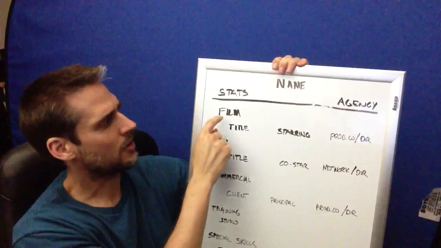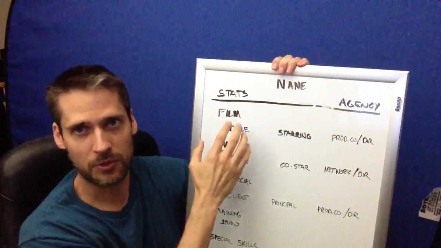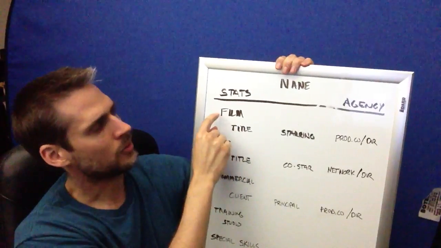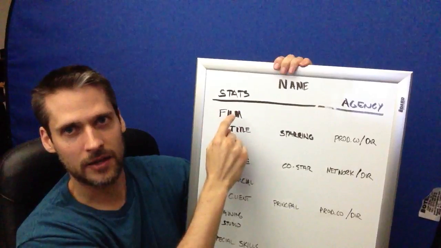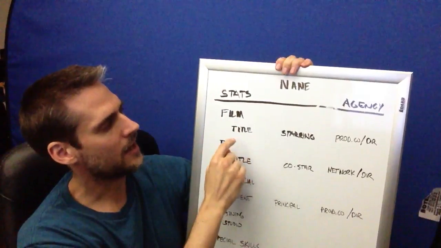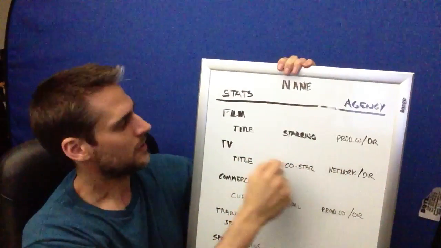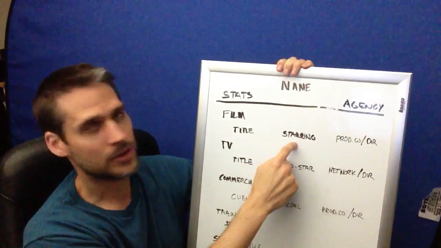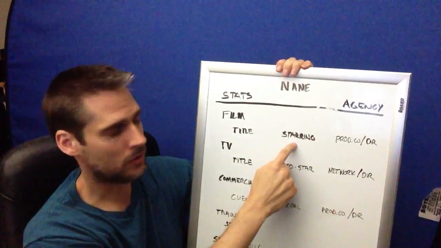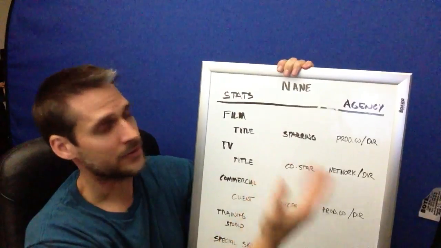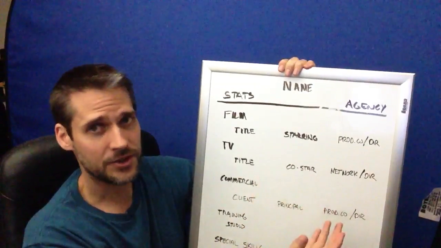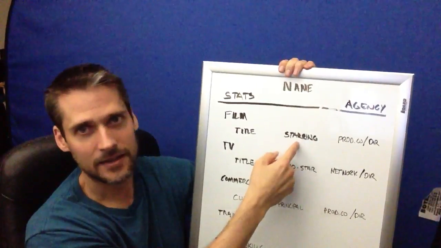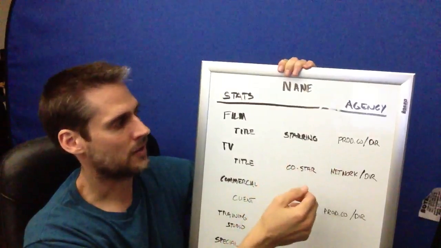And then I'll start with film because I feel like that's the most important credits you can have. So I will do a heading there in bold. And then underneath that I'll do a 3-column layout. So I'll start with the title of the movie. And then I'll put the role that I had, whether I had a starring role, a supporting role, whether I was a co-star, or featured. Some people put lead instead of starring. It really doesn't matter. It's all the same.